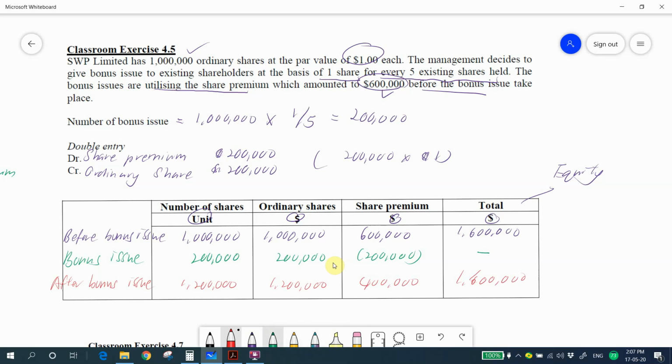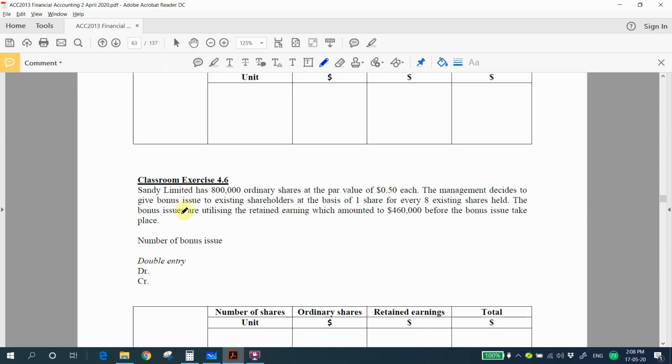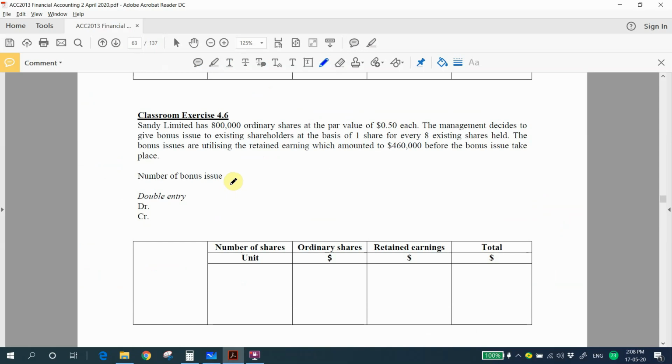So basically, we look at before and after bonus issue. You can tell that there is no changes in the company equity. So from here, we can understand that bonus issue will not increase the company net worth because there is no cash received from the shareholder after the issue. So this is the example for your bonus issue. And the exercise 4.6, we will practice in the live section.